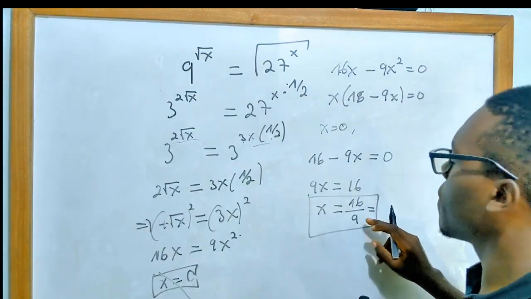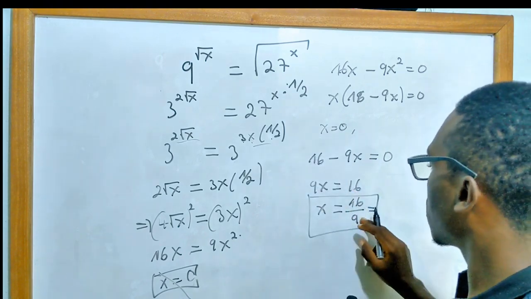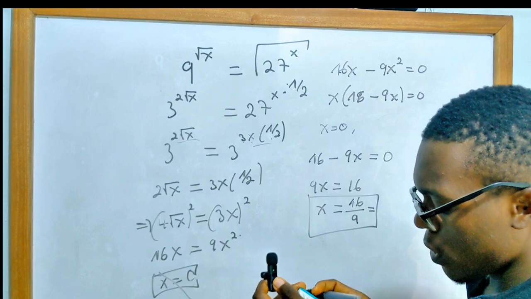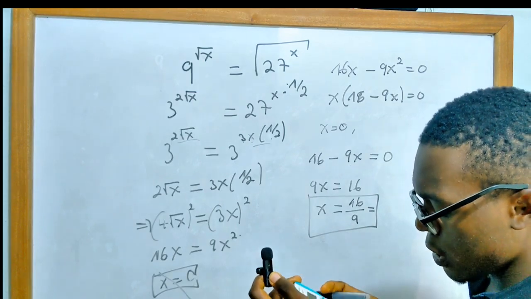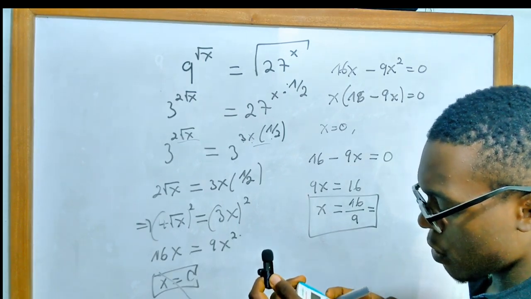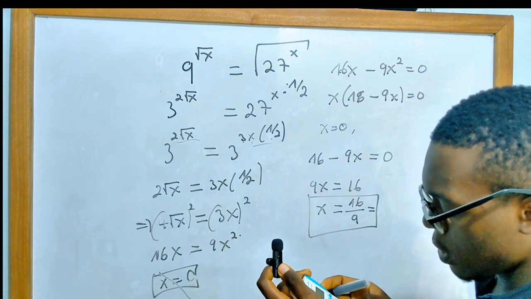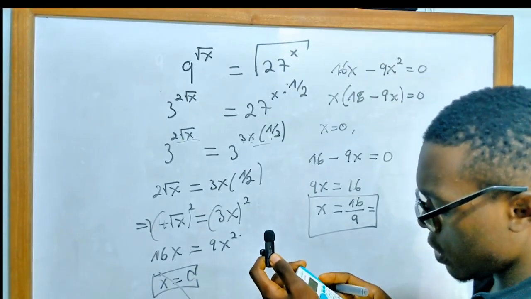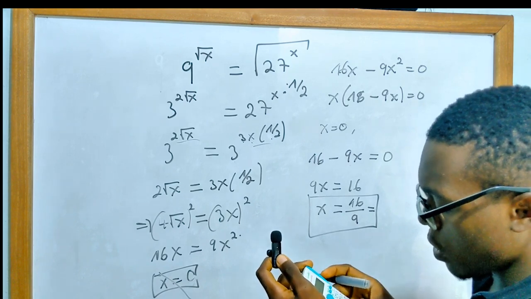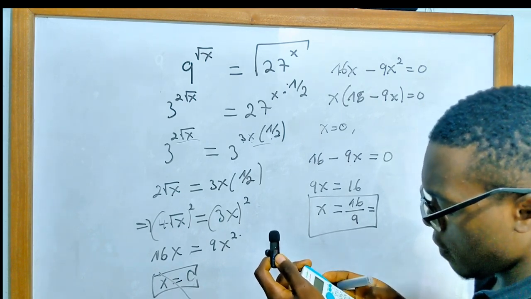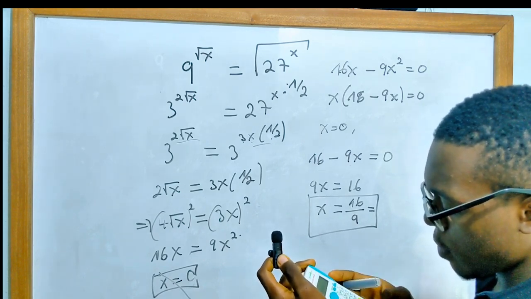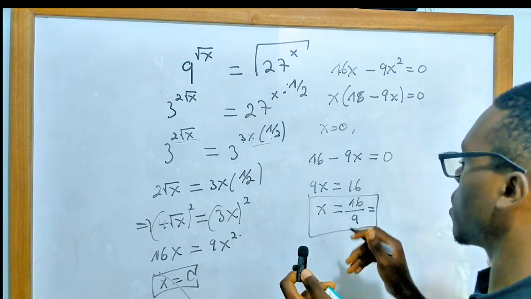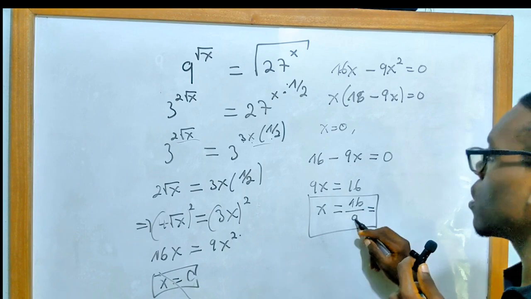Okay, let's try testing if this is the correct answer by replacing x with 16 over 9 in here. Let's punch on the calculator. 9 to the power root of 16 divided by 9 gives 18.72. 27 to the power 16 divided by 9, square root of that, gives 18.72. That means our answer x is equal to 16 over 9.